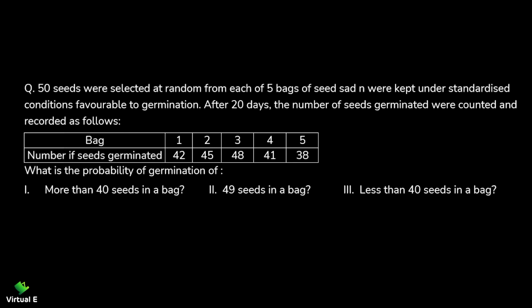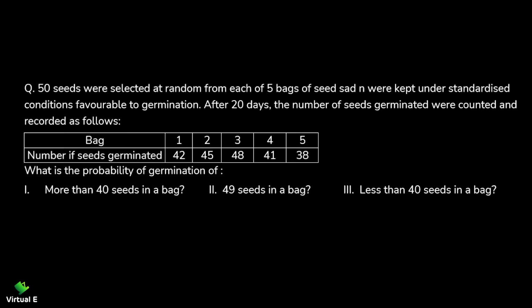5 bags were there in total. And how many days were they kept? 20 days. So how many of them germinated? In the first bag 42, then 45, 48, 41 and 38 seeds were germinated. We need to find the probability for more than 40 seeds in a bag.